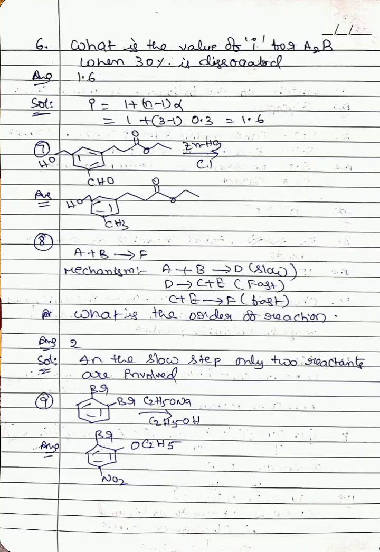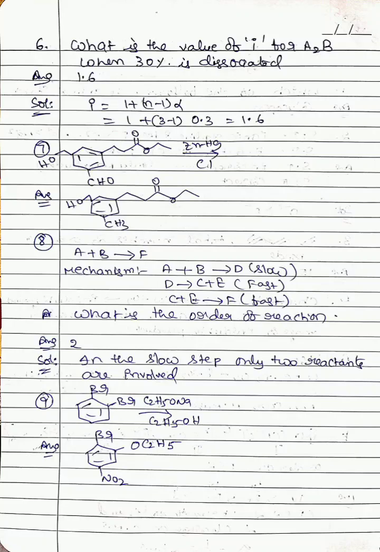Next one, Clemmensen reduction they have given. In presence of zinc amalgam and HCl, only the carbonyl compounds, either aldehydes or ketones, can be reduced to methylene group. So here you can check the product answer.